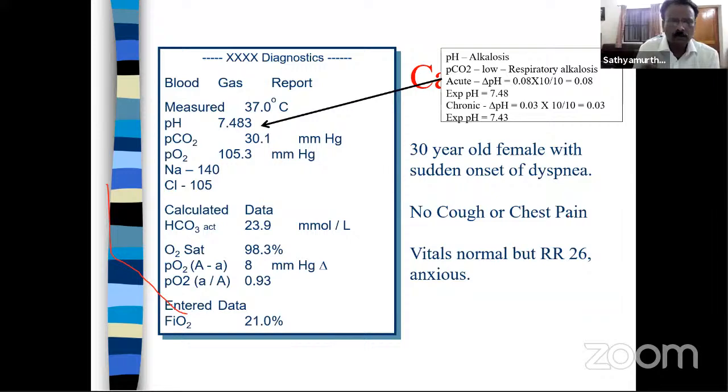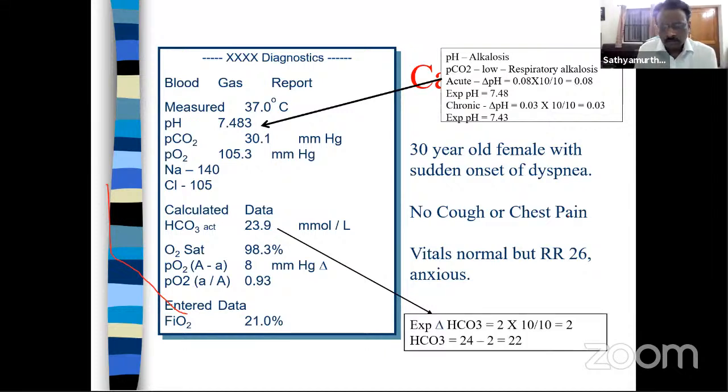What is the next step? I look for compensation. What is the compensation here? I look at the bicarbonate. The bicarbonate in acute alkalosis should have dropped by 2. For every 10 change in your delta, it should have dropped by 2. So 2 into 10 by 10, that's your 2. So bicarbonate should have been 22, whereas here it is 23.9. So it is very acute, it is less than 1 hour.